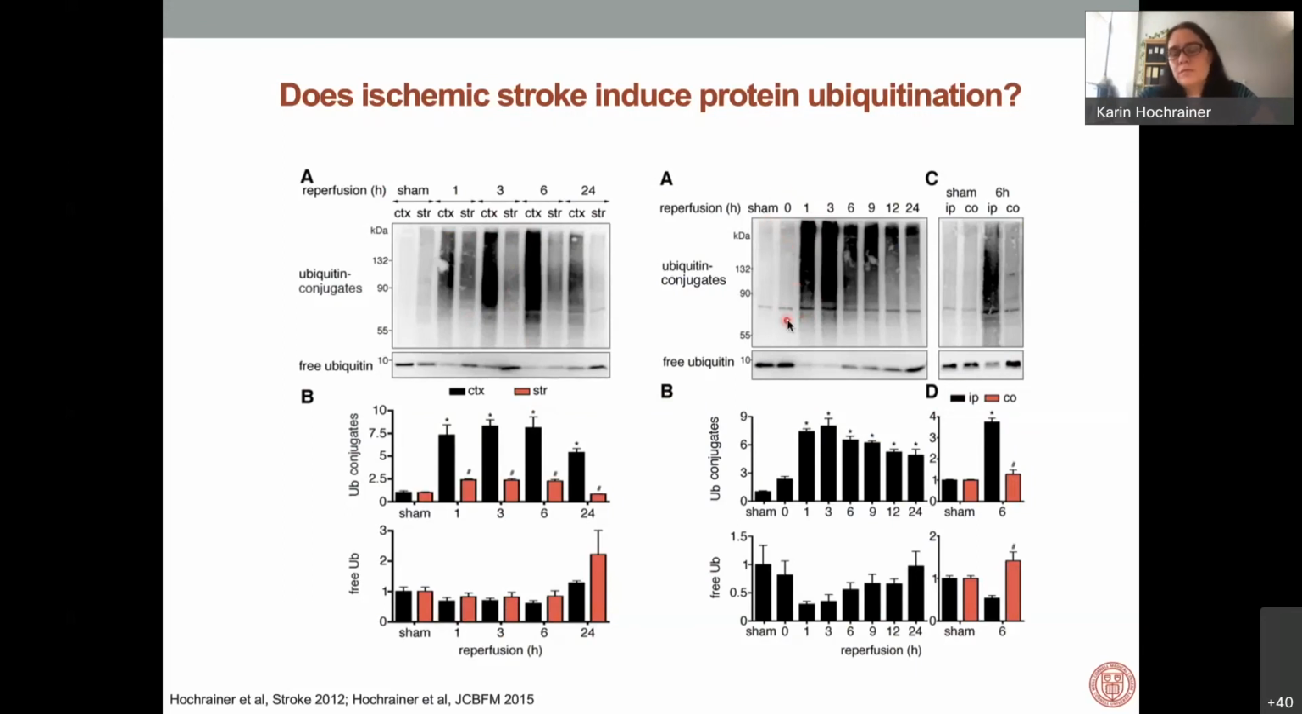So now after reperfusion is allowed for, ubiquitination is increased very rapidly, as early as 10 to 15 minutes. We show here 1 hour as a maximum. And it's specifically found on the ipsilateral and not on the contralateral side to the stroke.